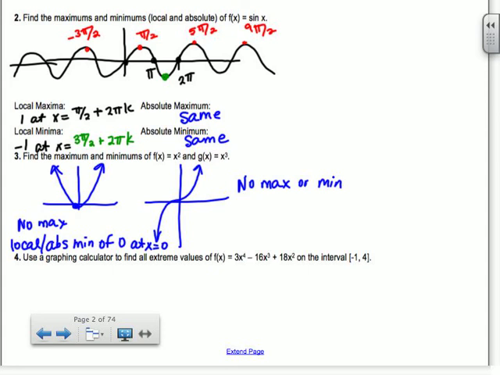Okay, so 4, use a graphing calculator to find all extreme values of f of x equals 3x to the 4th minus 16x cubed plus 18x squared. So go ahead and graph that one. And we're on the interval -1 to 4.